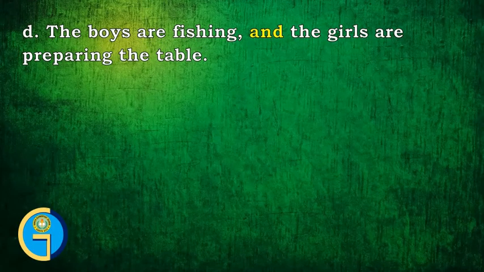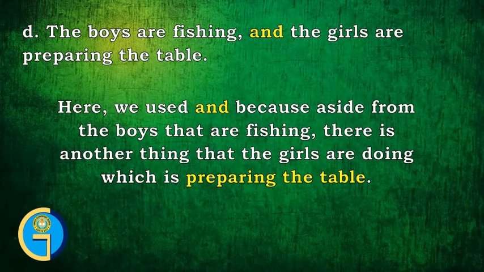Here's another example. The boys are fishing, and the girls are preparing the table. Here, we use and again because aside from the boys that are fishing, there is another thing that the girls are doing, which is preparing the table. Do you understand? Okay.